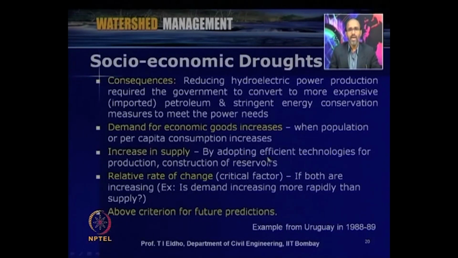Then, increasing supply by adopting efficient technologies for production, or construction of reservoirs, we can reduce the impacts. Then the relative rate of change is a critical factor: if both are increasing, is demand increasing more rapidly than supply? Then we can see how the relative rate of change is taking place. The above criterion is used for future predictions, depending upon the consequences or the demand for economic goods. Accordingly we can assess the socio-economic impacts and the corresponding socio-economic drought situation for the particular watershed or particular region.